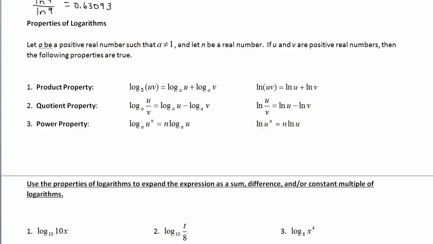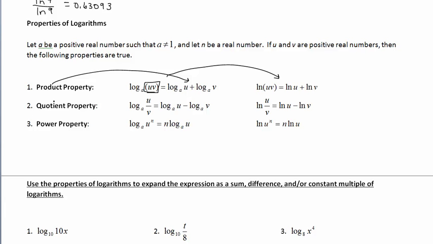If I have a log with some base a and I have a product, two factors, u and v, the product property says that I can apply the log with base a to the factor u, and then I'm going to use the addition sign, plus the log of the same base with the v factor. Product properties usually have the addition sign. This is the common log, or just any log, product property. The property still holds for natural logs as well. So the log of a product is equal to the sum of the individual logs.